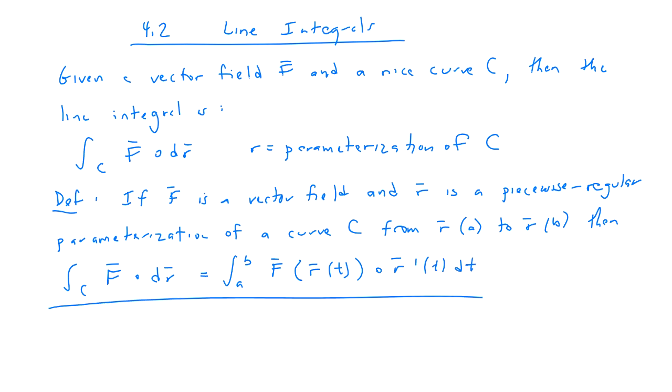Here's the definition. We have a vector field, and R is piecewise regular. So this is what I mean by nice in the first statement, which means that it doesn't have any corners or breaks or anything except at a finite number of points. So piecewise, it's smooth, which means differentiable and so on, of a curve. Then this is what we're getting for this line integral. And as I said, I'm going to start with an example, and then it's easier to see and explain what's going on.